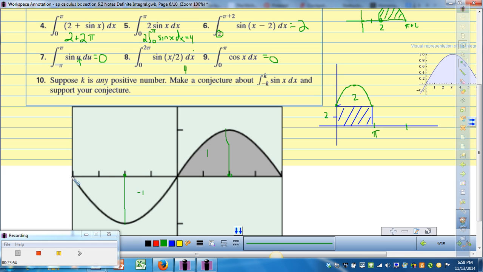The same would happen if we went from negative pi to pi or negative 2 pi to positive 2 pi. So the conjecture would be that this integral, the definite integral, would be equal to 0. And it's based on the fact that this is an odd function with symmetry about the origin.